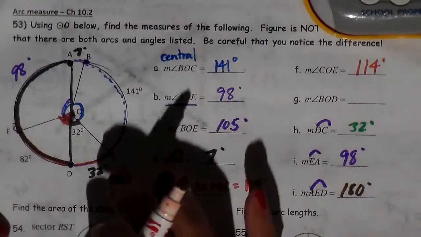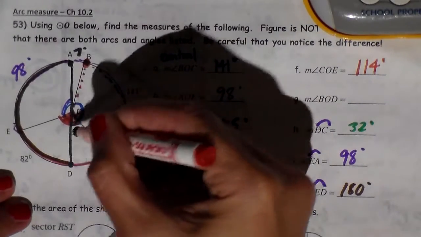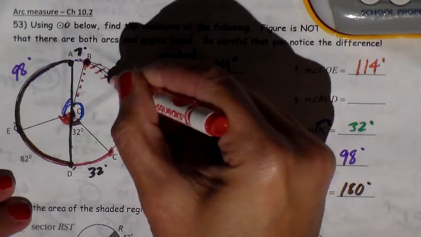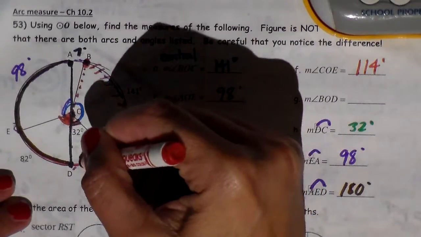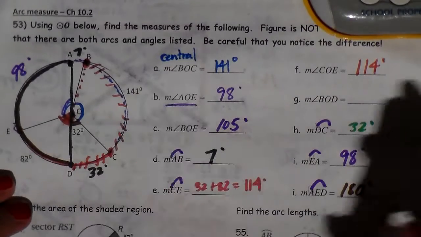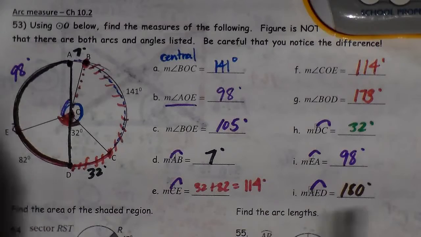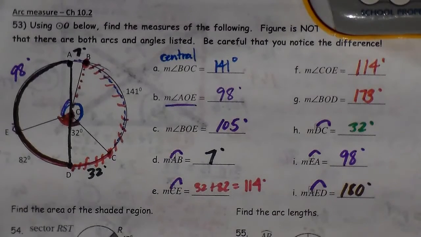And then BOD. That goes from B, O to D. So that's this arc, B to D. Well, that's 32 plus 141, which is 173. So you've just found all of your arcs for that particular circle. Okay. 54 we did in class.